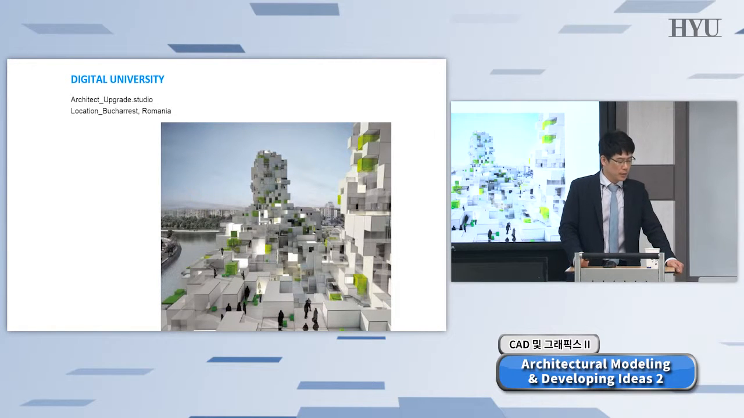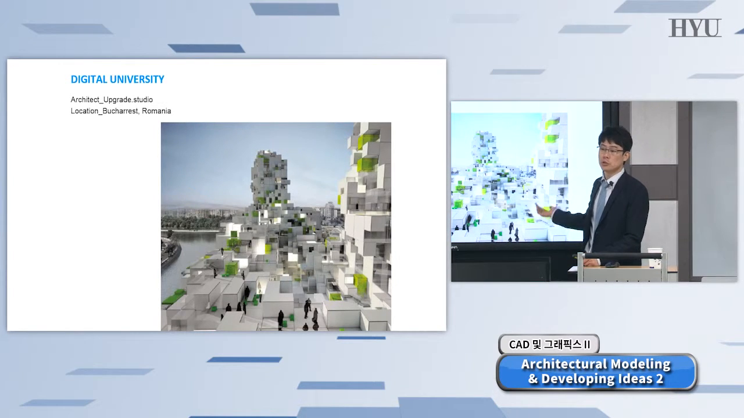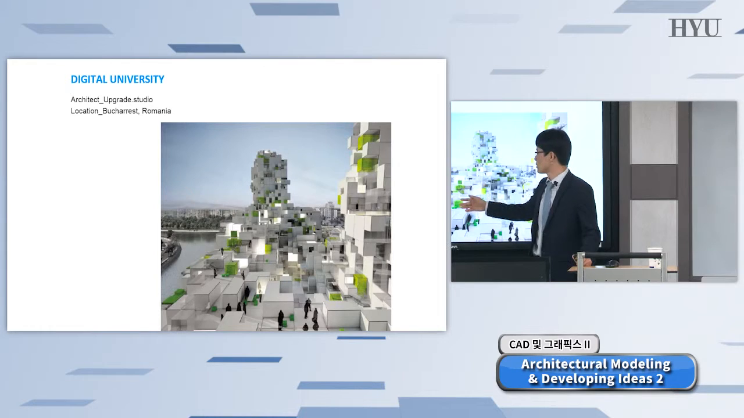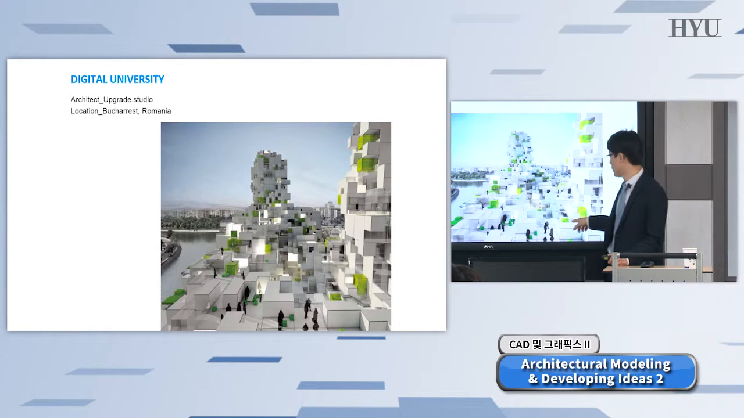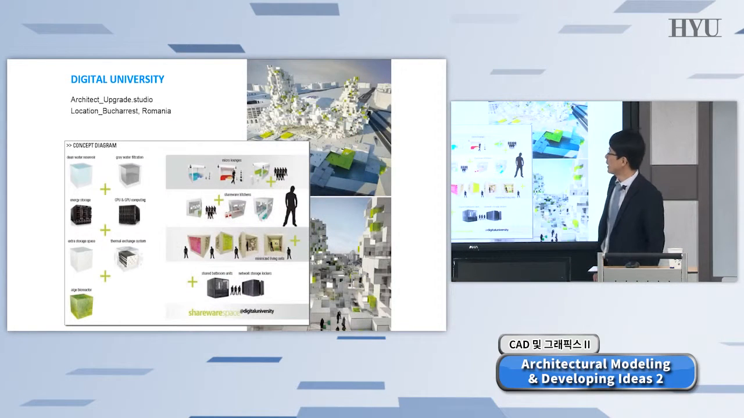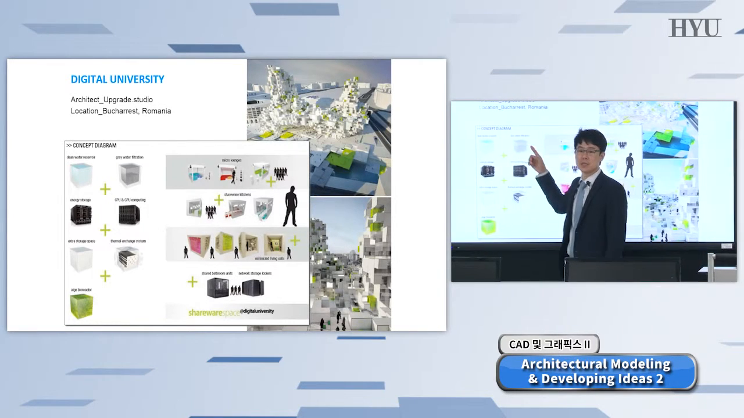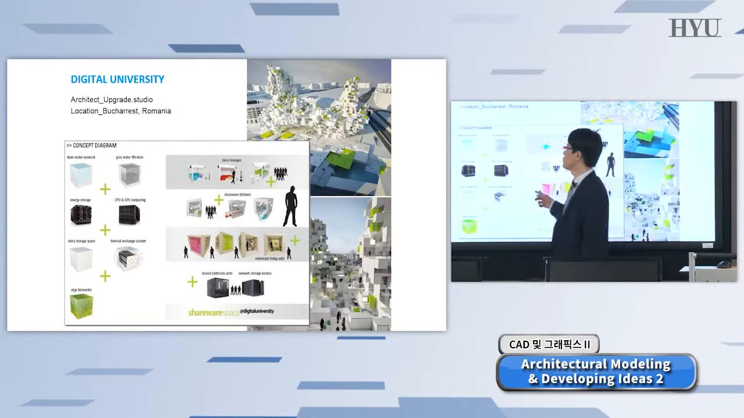Okay, next case. Next case titled Digital University. We are not sure why the term digital is used in the title of this design, but as you see this building, the building shape is sort of non-uniform overall, but as you capture the shape, one single module is just a simple box-shaped module, okay? Box-shaped geometry. And as you see this diagram, it explains that each single module has some type of different functionality and different features.